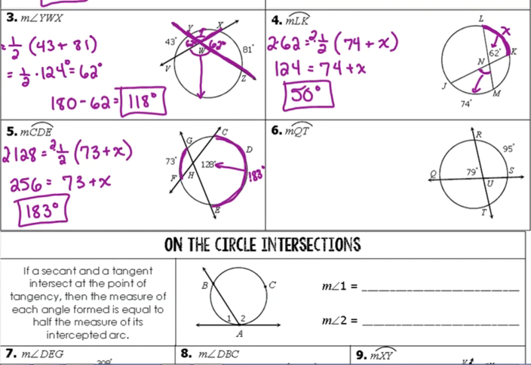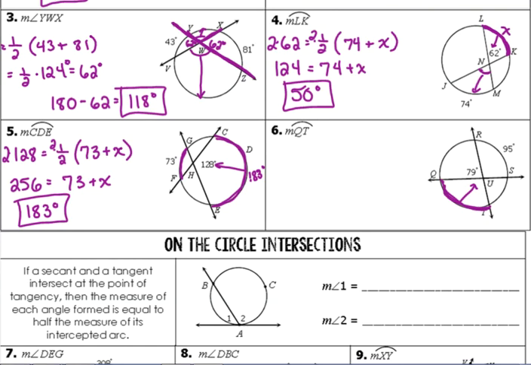All right, number 6, the measure of arc QT. Okay, arc QT. Let's go. Oh, they didn't give us the angle. They did not give us the angle inside the circle. But they gave us the supplementary angle.